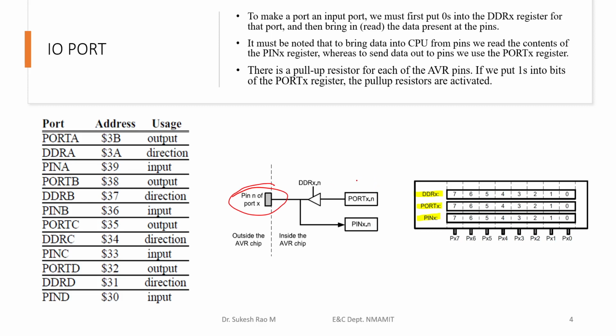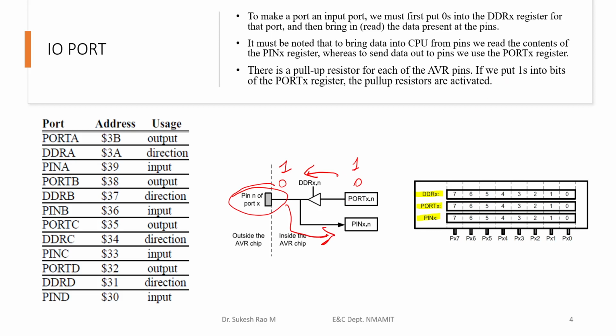When you send 0, the 0 has to come here. When you send 1, the 1 has to come here. When you're reading, the read happens through this direction, and write happens through this direction. And apart from that, there is something called pull up. This pin I can pull up or pull down depending on the status of this port register.